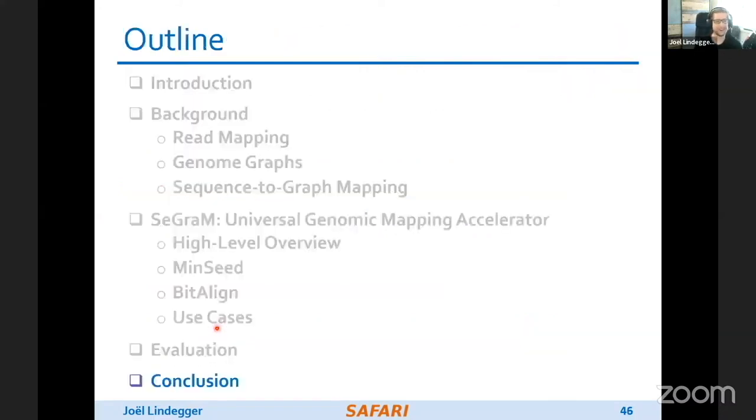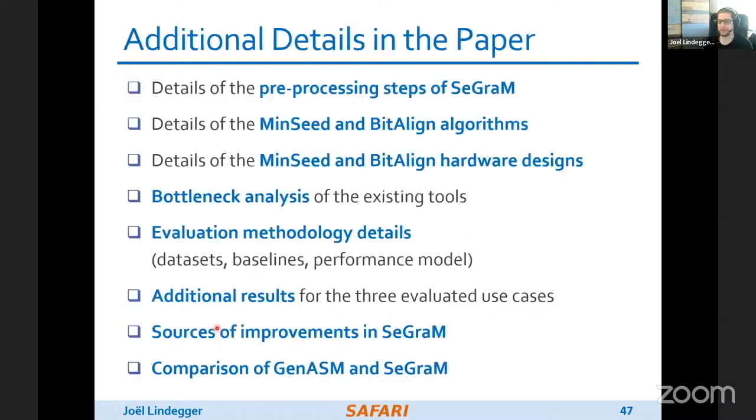Okay, so there are many additional details in the paper, including how we pre-process the graph in detail. We write down all algorithms and hardware designs. We analyze why existing tools are slow. And then we, of course, explain in detail our data sets, baselines, and performance model. We have some additional results.